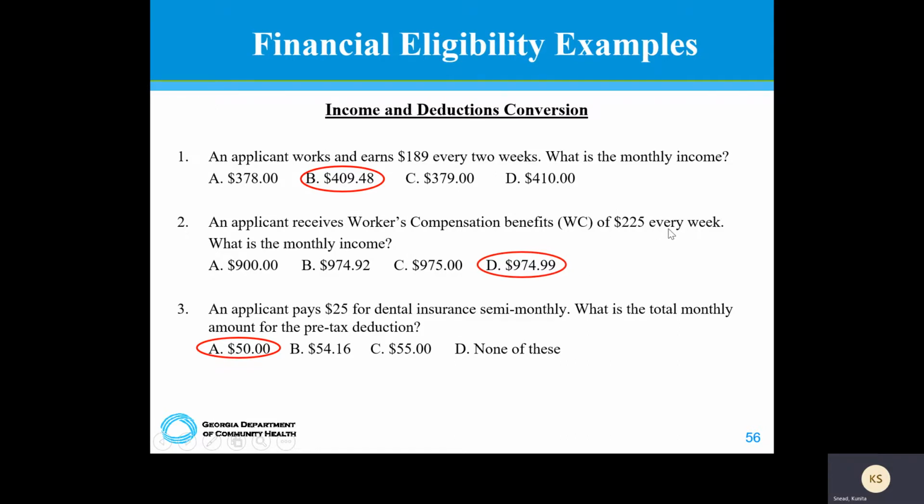So again, you just take that amount and multiply it by the applicable conversion factor. So if it's weekly, it's times 4.3333. If it's every 2 weeks, it's times 2.1666. If it's semi-monthly, it's times 2. If it's monthly, it's times 1. And then if they give you a yearly or annual amount, it's just divided by 12.